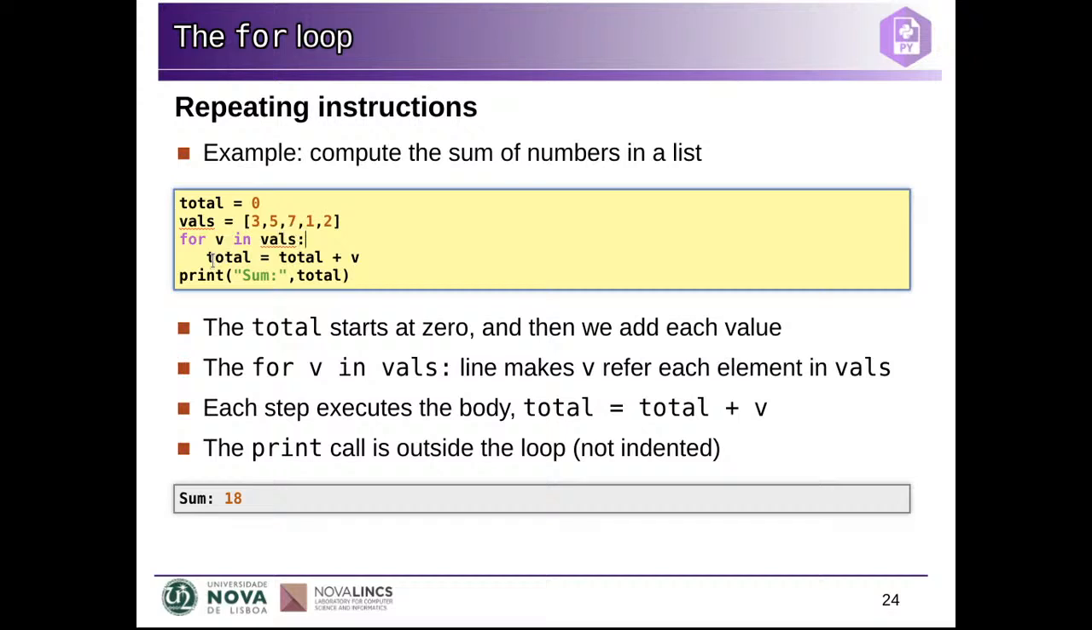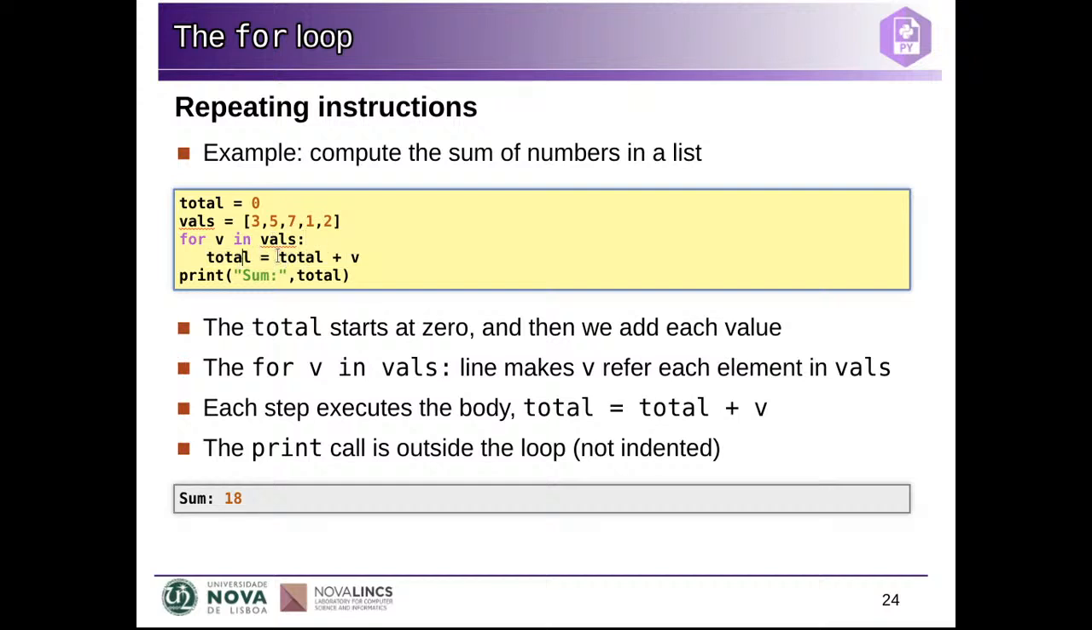Then we have a colon and an indentation to indicate that this line is inside the loop. So this is the line that is repeated for every value in vals. And for every value in vals, v will be pointing to that value. So v will first point to 3, and then when the next time this line is run, it will be pointing to 5, and the next time pointing to 7, and so on. So if we compute the total plus v, and we store it back in total, note that this may seem strange as an equation, but this is not an equation. This is an assignment.